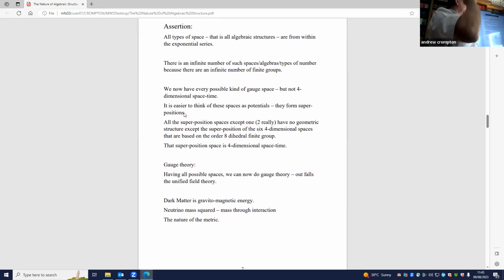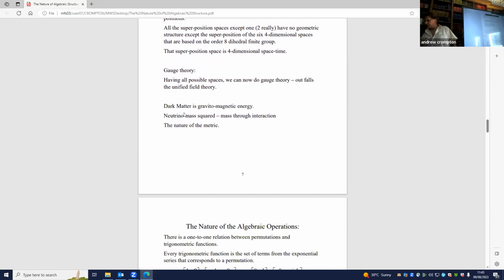Two of these rotations, the two-dimensional ones, appear within our four-dimensional space-time. Last year, I presented the case where we deduced the existence of four-dimensional space-time as a superposition of the spaces that come out of the four-dimensional representation of the order 8 dihedral group. There are six such representations. Three are left-handed, three are right-handed. The handedness is in the commutation relations. You take a superposition of either set of three and you get four-dimensional space-time.